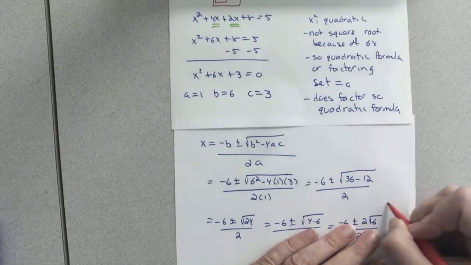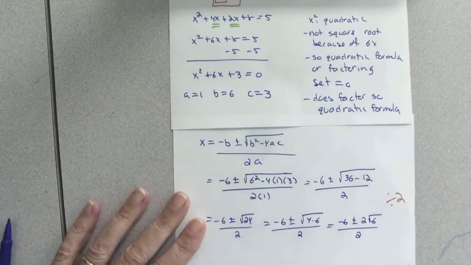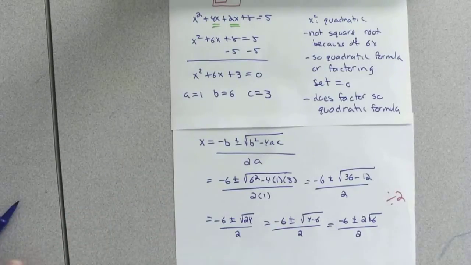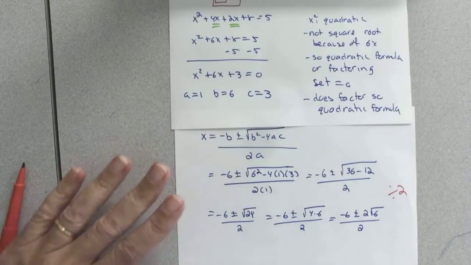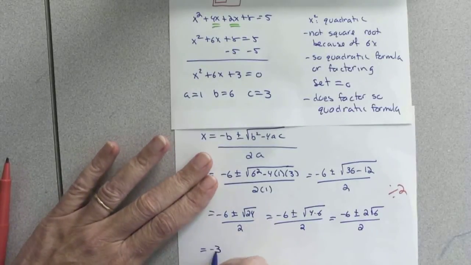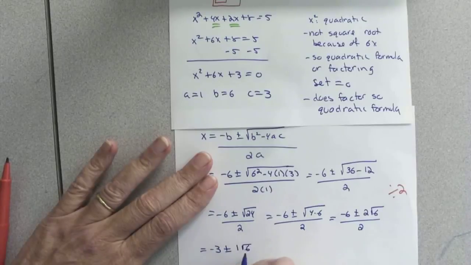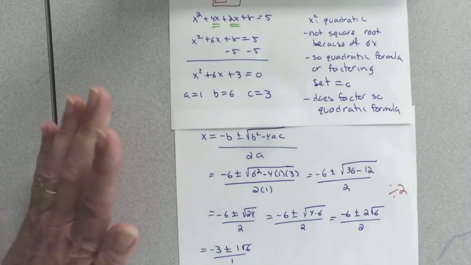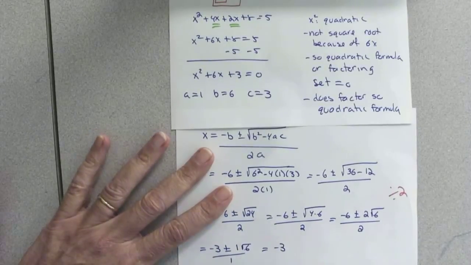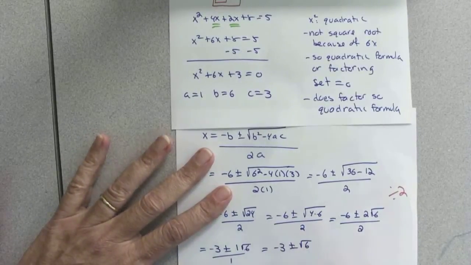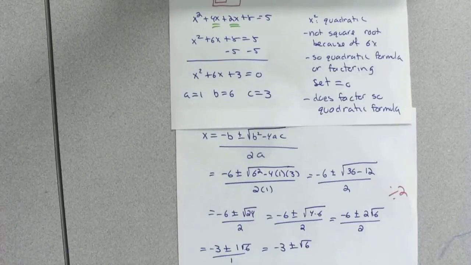And now I can divide by 2. Now everyone is divisible by 2. And so being very specific, as I divide everybody by 2, I'd get negative 3 plus or minus 1 square root of 6 over 1. Dividing everybody by 2, but I do not need to write denominators of 1. I do not need to write coefficients of 1. So negative 3 plus or minus the square root of 6.